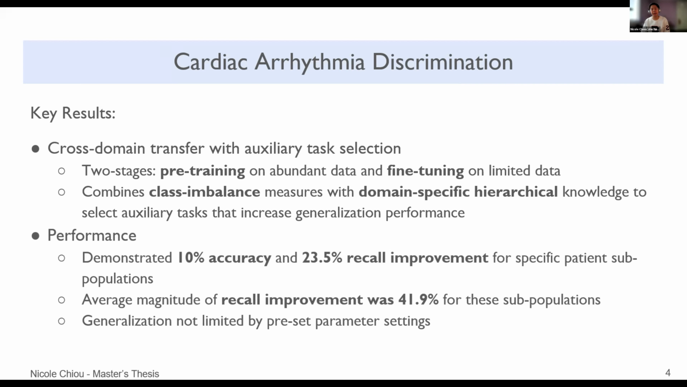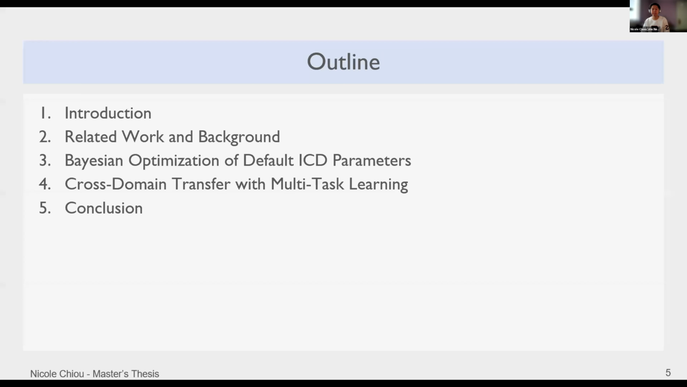In addition, the average magnitude of recall improvement for the parametric approach to the neural approach for patients in this subpopulation was 41.9%, indicating that neural methods can greatly improve performance on subpopulations that underperform with parametric methods. Finally, the thesis shows that neural networks can be trained on real population data rather than relying on clinical trial guidelines to achieve good generalization performance.